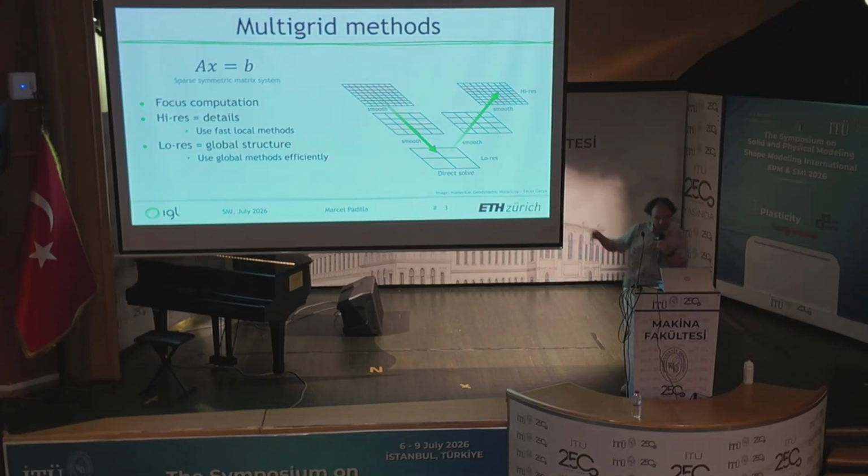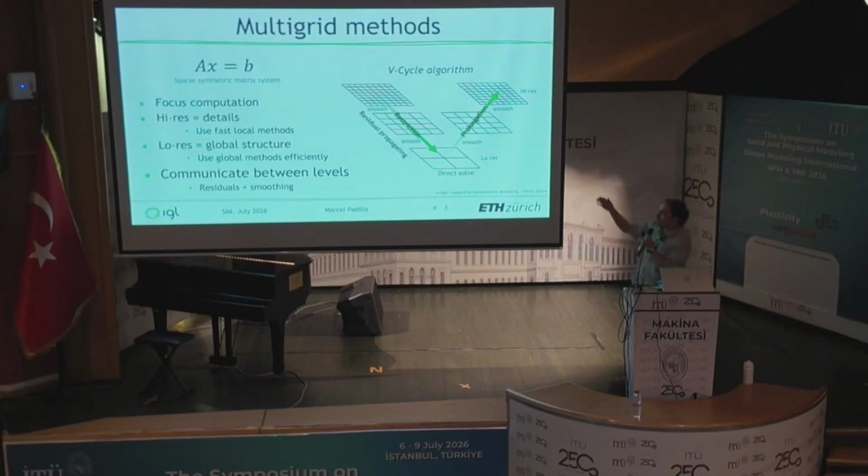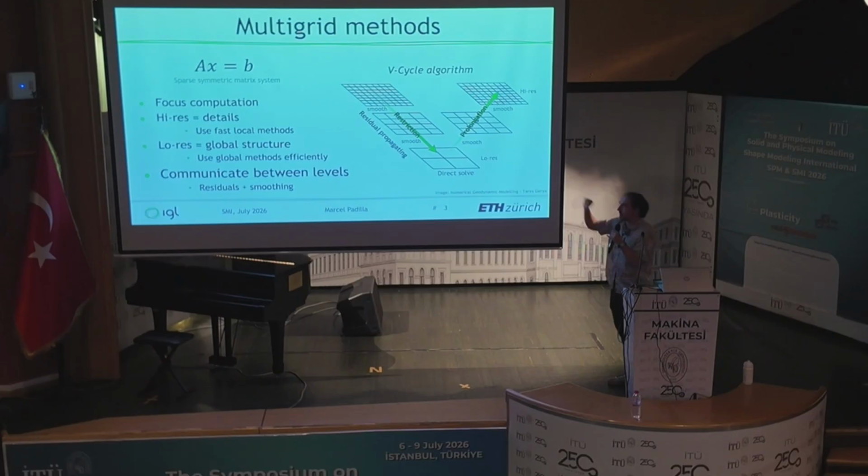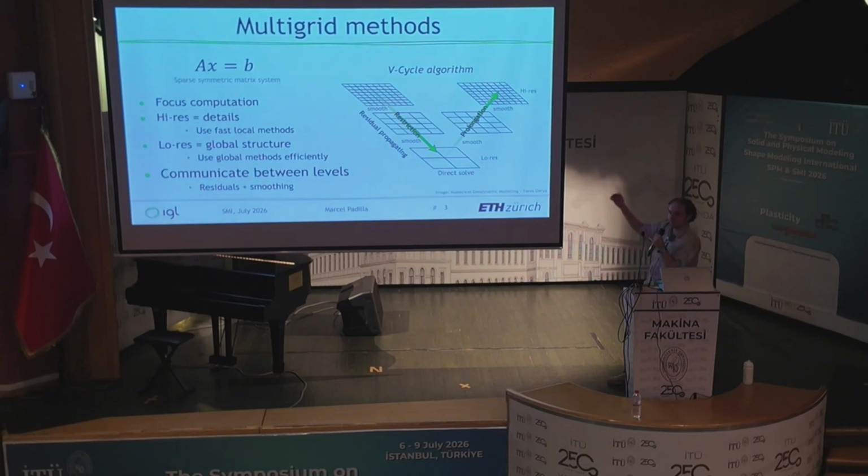And generally in multigrid methods, you then want to communicate between these different resolutions. The basic algorithm is called the V-cycle algorithm because you travel down and up, and then down and up, and down and up again, through this hierarchy, and you pass on the residual. It's basically the error. You pass it down, you solve it, then you pass it up again.